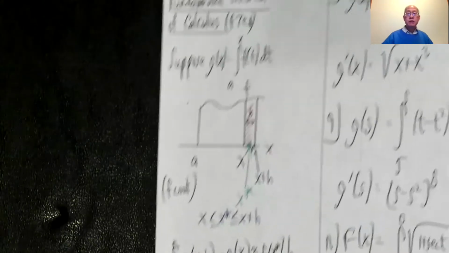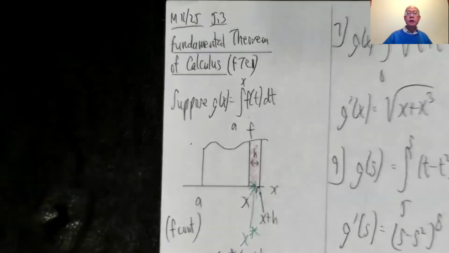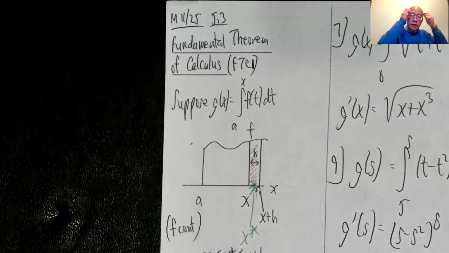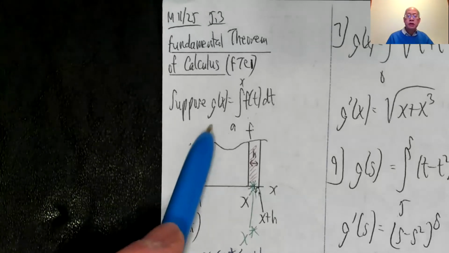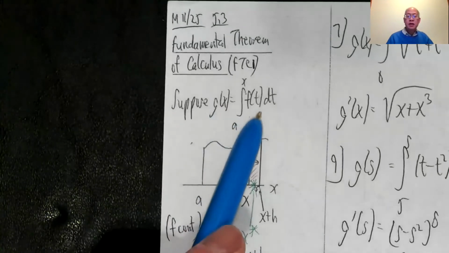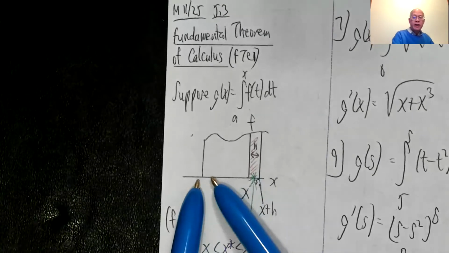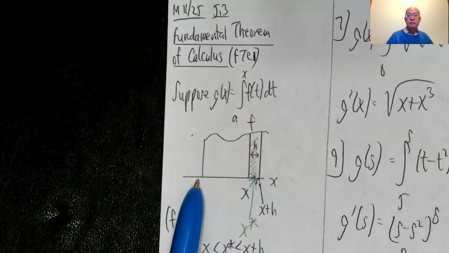And now for fundamental theorem of calculus, part 1, FTC 1. Suppose we define g of x as this area function, the integral from a to x of f of t dt. So a is fixed, x moves. If I move x around, I get a different area.